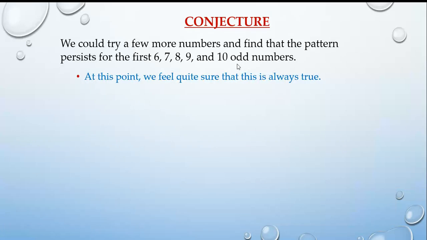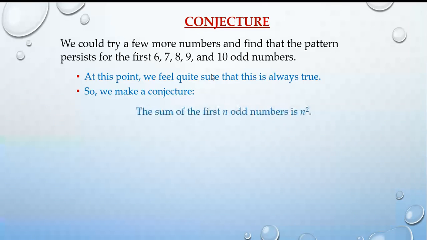But suppose at this point we feel quite sure that this is always true. If we add 6, 7, 8, 9, up to 10 terms, we will get this type of structure. So it makes a conjecture. What is the conjecture? That the sum of the first n odd numbers is n squared. But this is only a conjecture, because till now you haven't proved it.